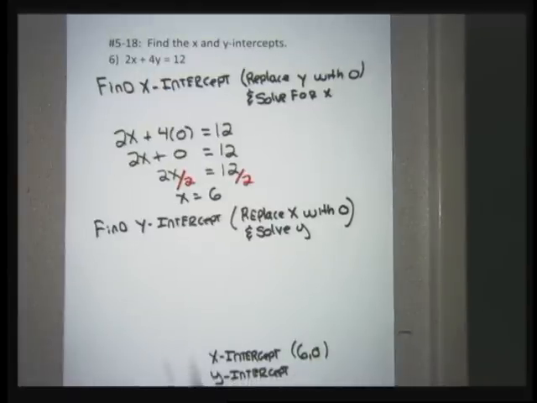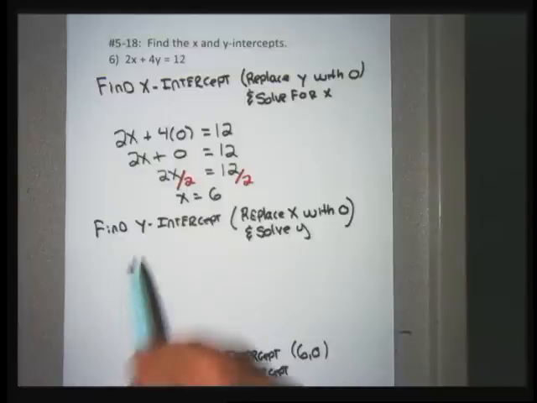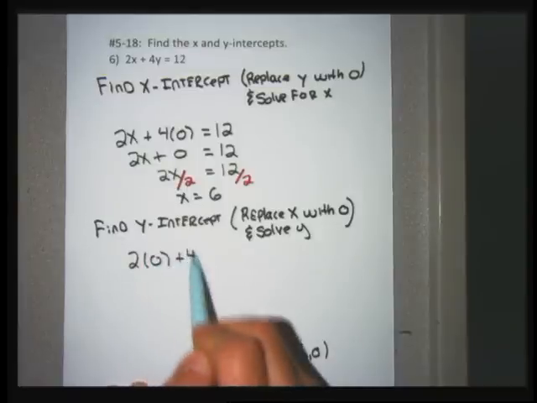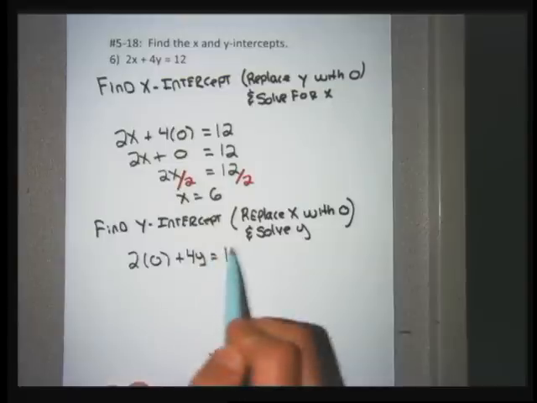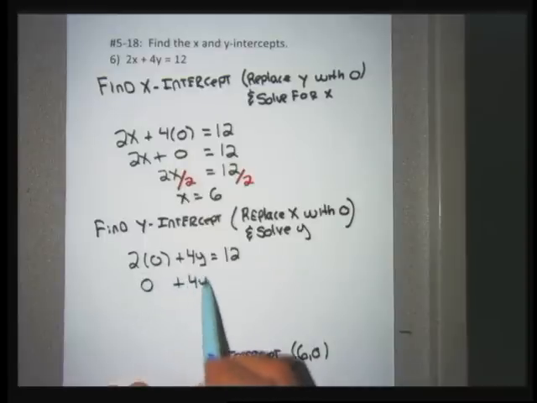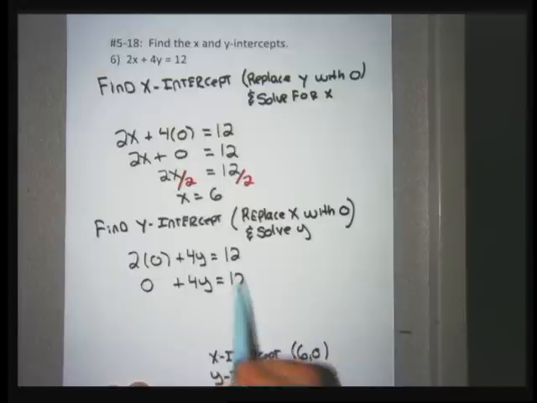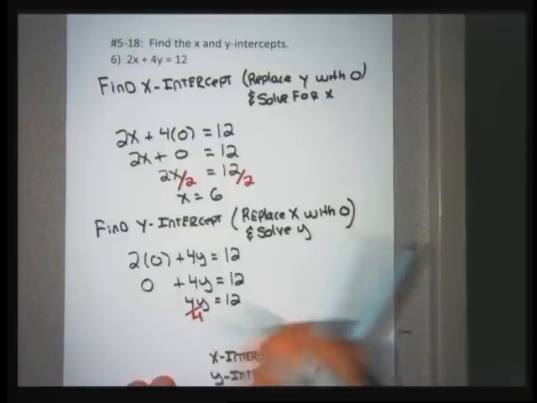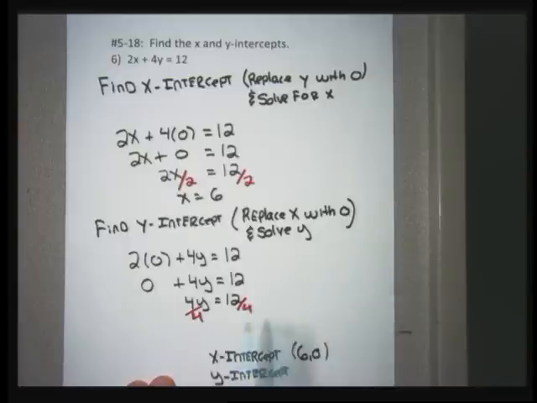To find the y-intercept, I replace the x with 0, so I go 2 times 0 plus 4y equals 12. The 2 times 0 becomes 0, so you get 0 plus 4y equals 12. 0 plus 4y is just 4y, so this reduces to 4y equals 12. And then divide by 4, and that gives me y equal to 3.